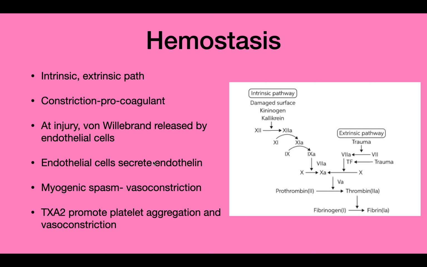And the endothelial cells will also secrete endothelin, which is what the platelets would adhere to. And a muscle spasm to constrict the veins. And thromboxane A2 is going to promote the platelet aggregation and the vasoconstriction. Extrinsic pathway is pretty fast. Intrinsic is slow, but this one is more permanent.